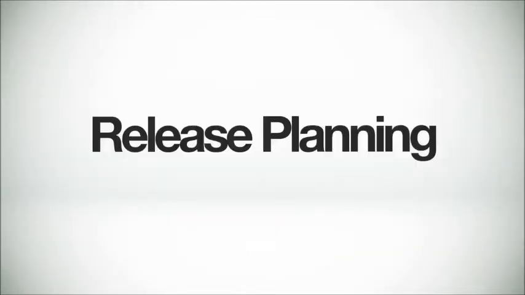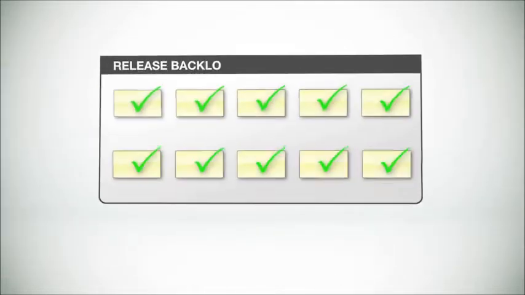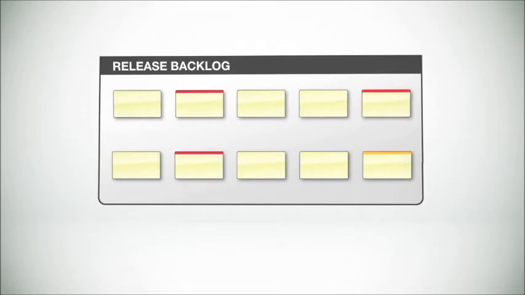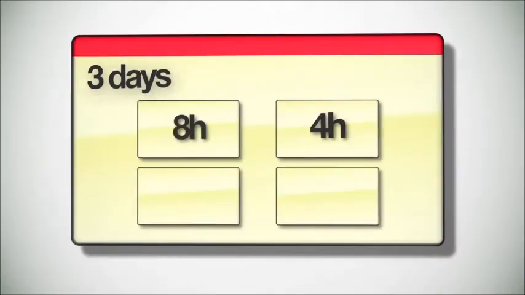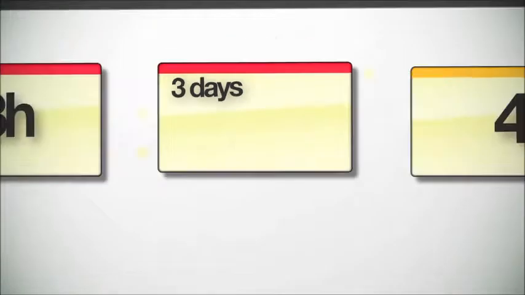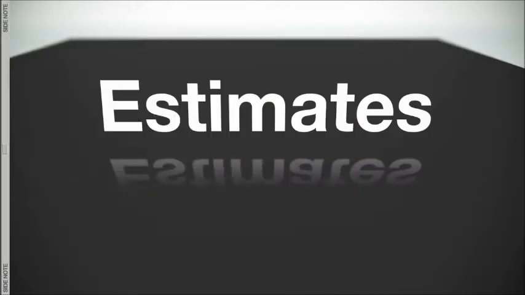But let's get back to release planning. To plan a release, the team starts with the product backlog, and they identify the user stories they want to put into this release. These user stories then become part of the release backlog. The team then prioritizes the user stories and estimates the amount of work involved for each item. Sometimes larger user stories are broken down into smaller, more manageable chunks. The collection of all the estimates provides a rough idea of the total amount of work involved to complete the entire release. A quick side note about estimates.